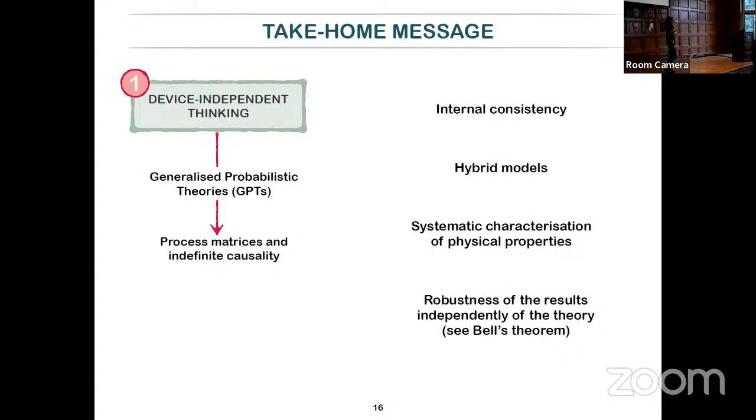You can also describe hybrid models with this type of approach, like interactions between classical and quantum, or even something more general, with the same formalism. And you can test that everything is working well, that probabilities are probabilities, and that the measurements are a closed set, and so on. Then it allows you also to systematically characterize physical properties, like we have done for the Ws, for instance, for the process matrices.